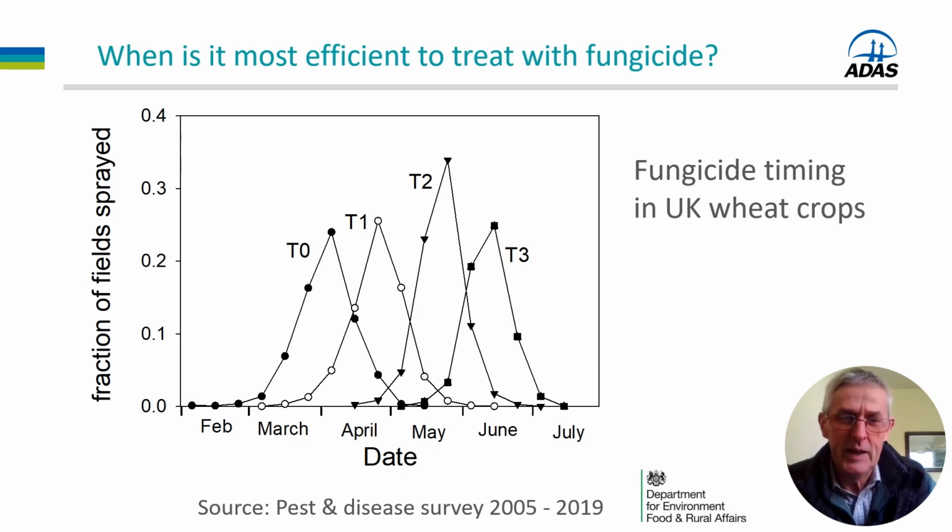T0s, as we can see here, are typically applied around end of March, beginning of April. T1, usually around mid to late April. T2, the flag leaf spray, typically mid to late May. And T3, an ear spray in the middle of June. So we're going to think about whether these are actually the most efficient timings and how these timings came about.